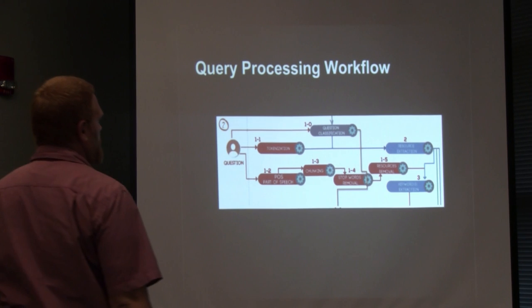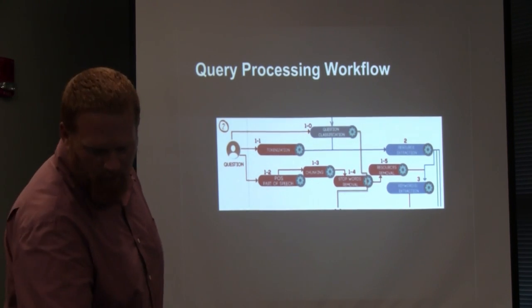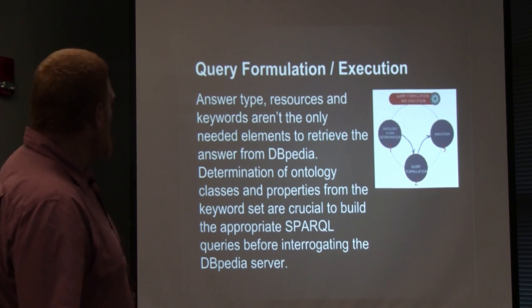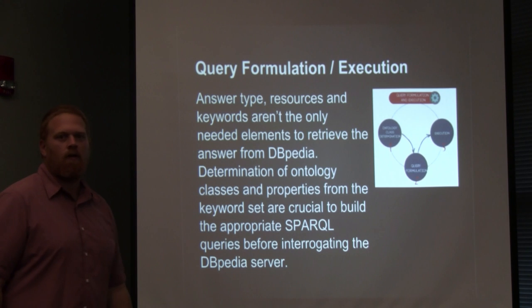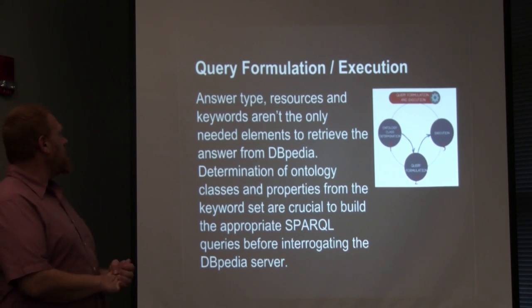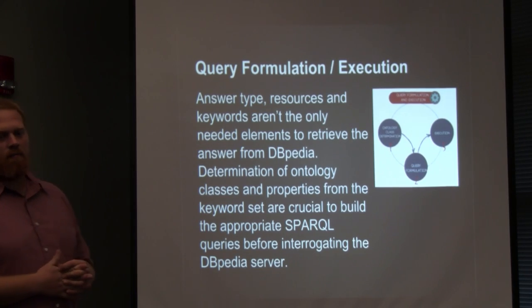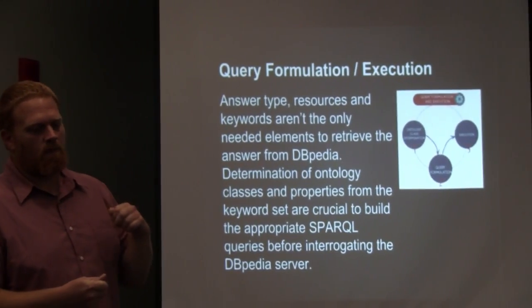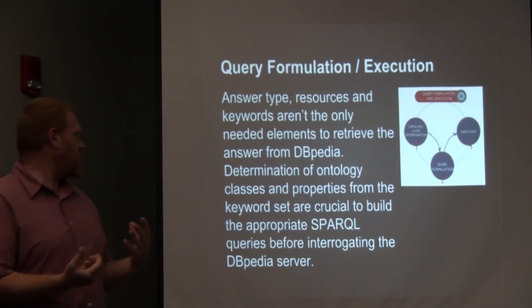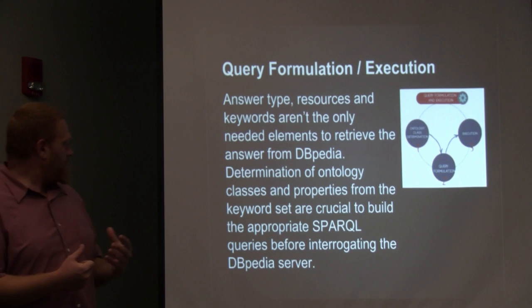This is just an overview again of that larger picture for the question processing workflow. So we're going to formulate the query that we're going to send to DBpedia: the answer type, the resources, and the keywords. In addition to those, we also need to determine the ontology classes and the properties so that we can build an appropriate SPARQL query.